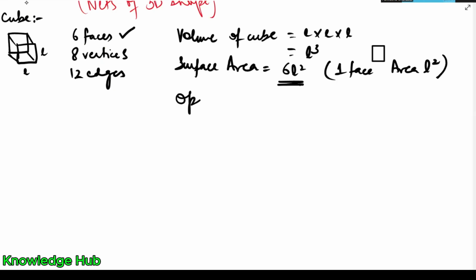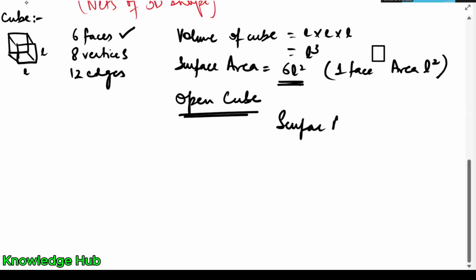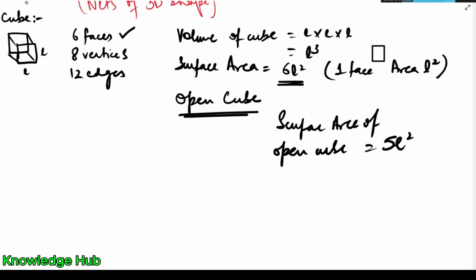All right. Now let's suppose that it's an open cube. What actually is an open cube? Yes, it doesn't have a top, right? Or doesn't have a bottom even. So how many faces would it have then? It has 5 faces. So the surface area of an open cube will be 5L square.